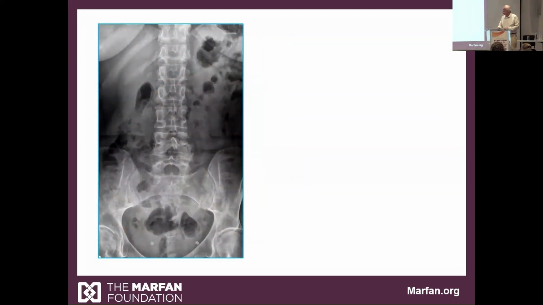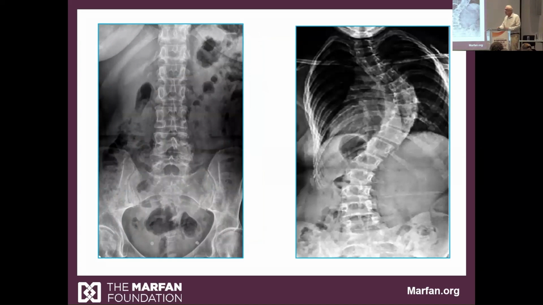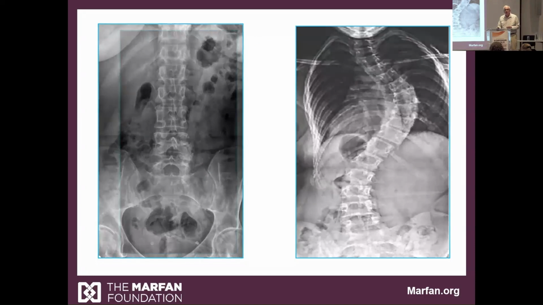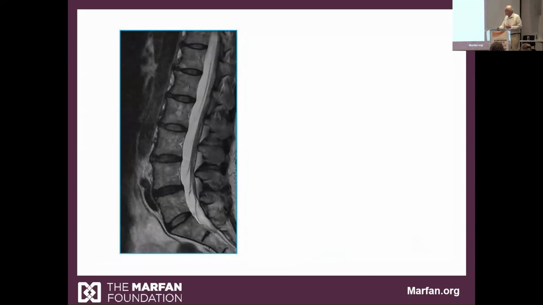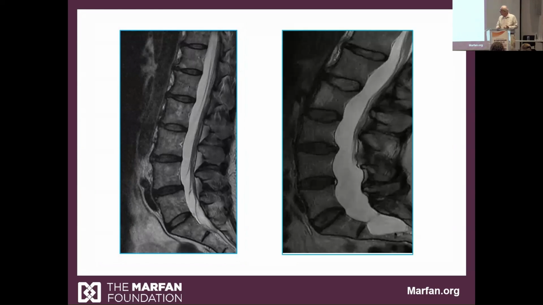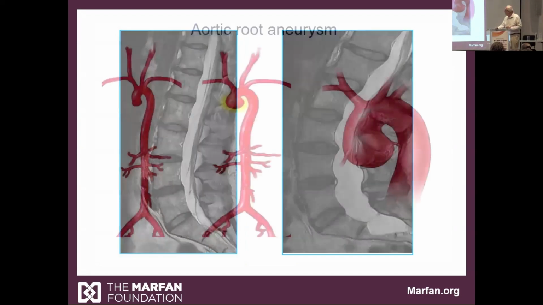The normal spine looks like this, but unfortunately, with excessive TGF-beta signaling, you can have quite a dramatic alteration in the structure of the spine. Similarly, the canal that encloses the spinal cord and carries the cerebrospinal fluid can become quite broad and enlarged and cause clinical problems, as in this patient with Marfan syndrome.